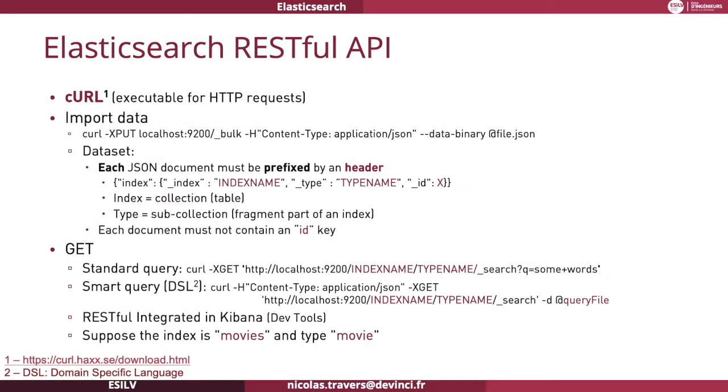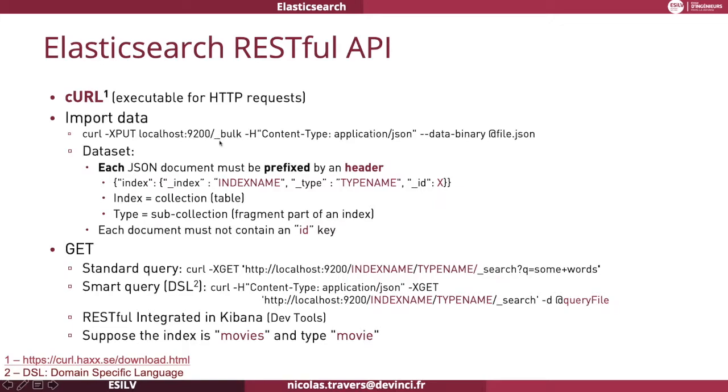How to query Elasticsearch: it uses the RESTful API. To use it, in the shell console you will use curl, which is an executable for HTTP requests, like your web browser, but you can do it with more precise information. So you can import data by executing curl with the request directly on the localhost and the port of Elasticsearch.